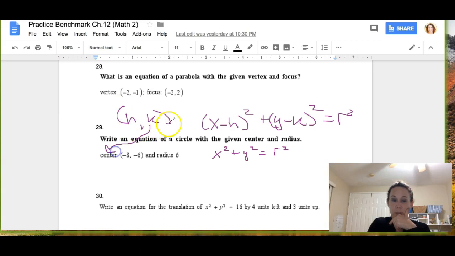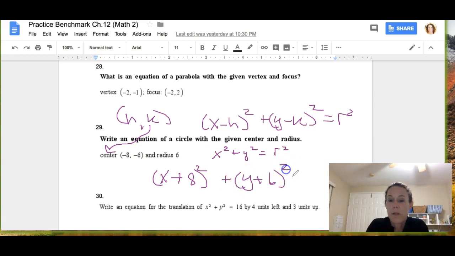And that's your center. So just write it here. We're just going to go x minus -8, makes it x plus 8 squared, plus y minus -6, which makes y plus 6 squared, equals your radius squared. Well, it's 6, so square it and you get 36. There's the equation of your circle with the center and the radius. It's pretty simple. You probably did that a while ago.